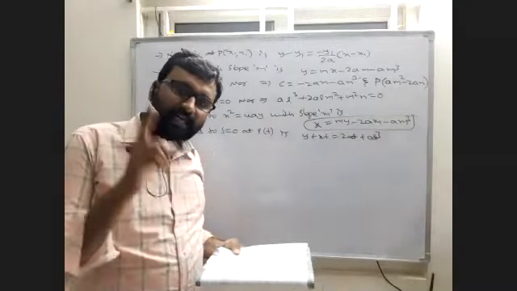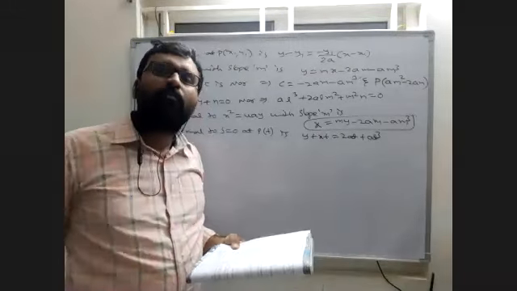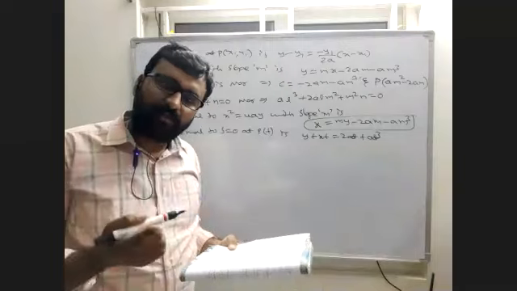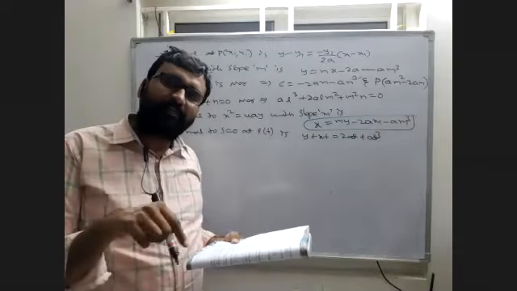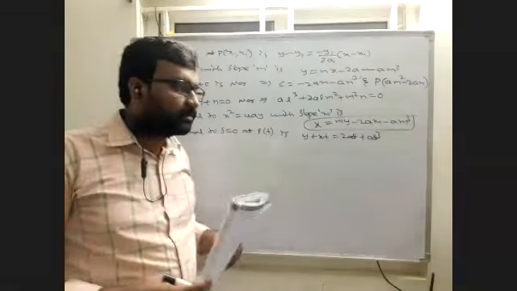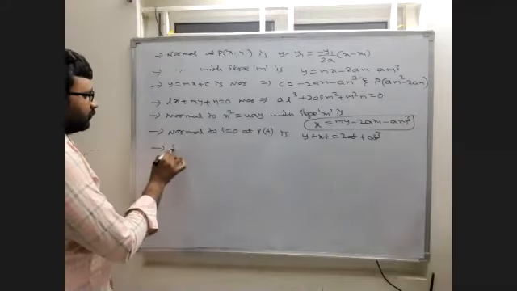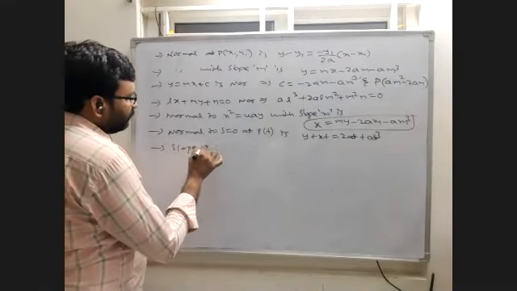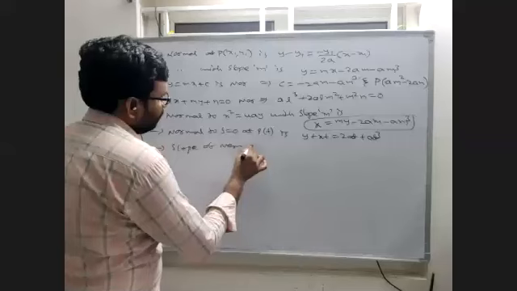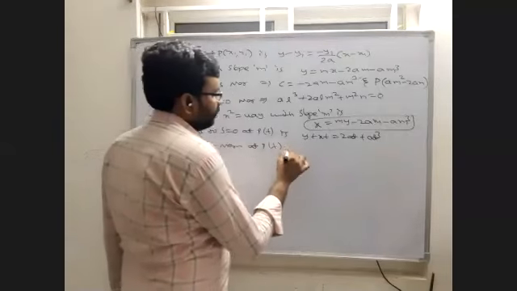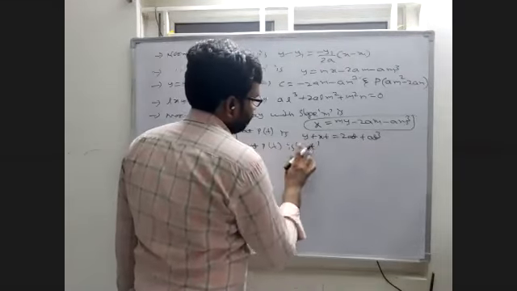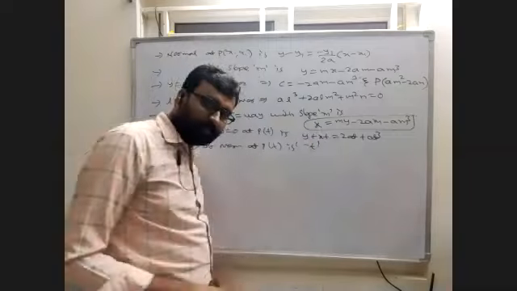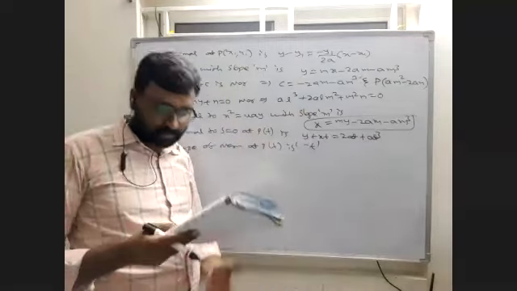Next, this you already know, the slope of normal at t. The slope of tangent at t is 1 by t. The slope of normal at t is minus t. Slope of normal at P of t is minus t. This is the slope; for tangent it is 1 by t, the reciprocal with minus.